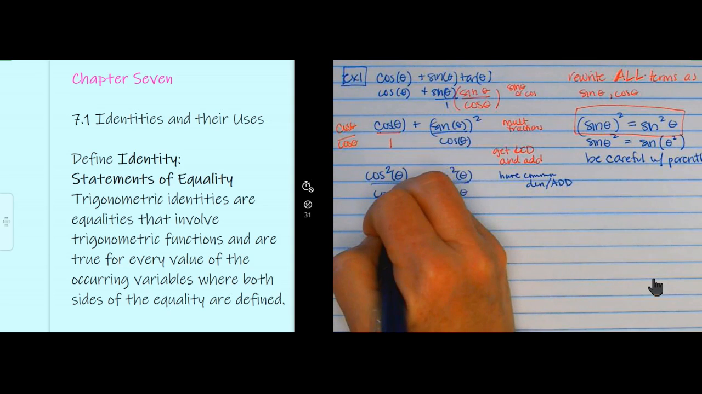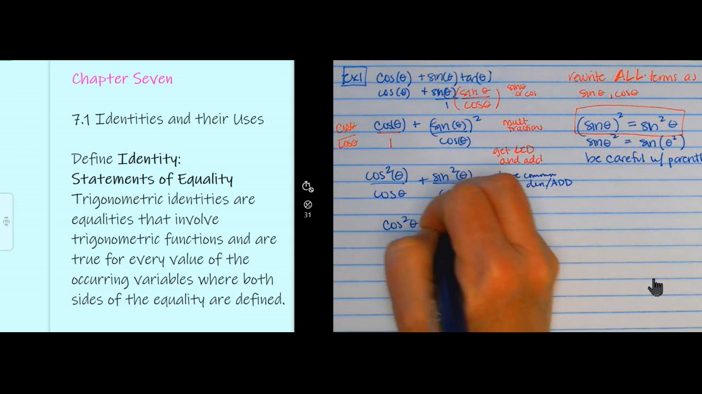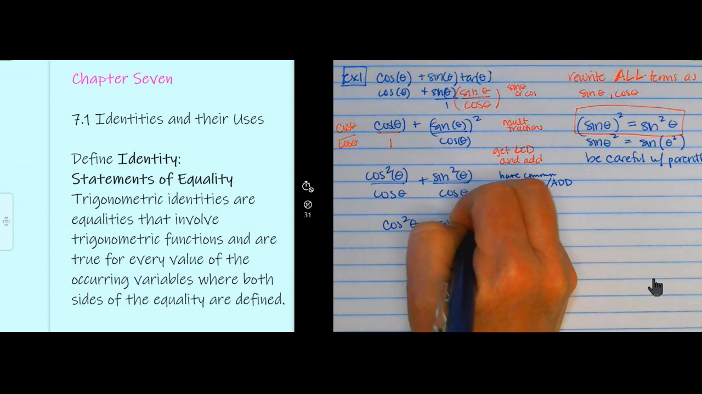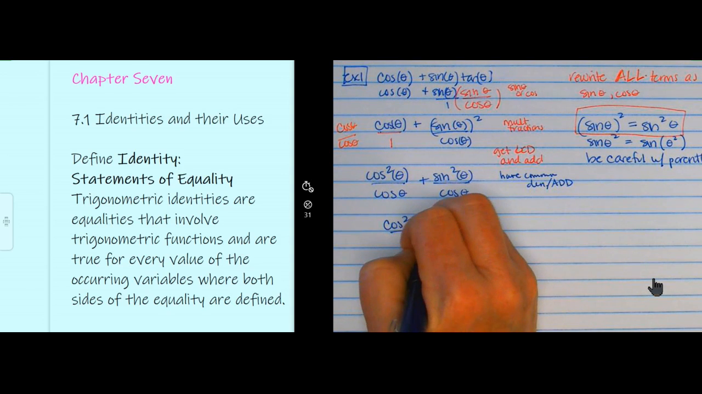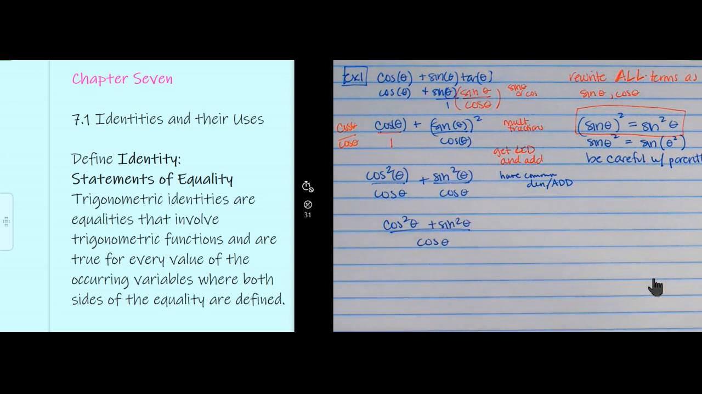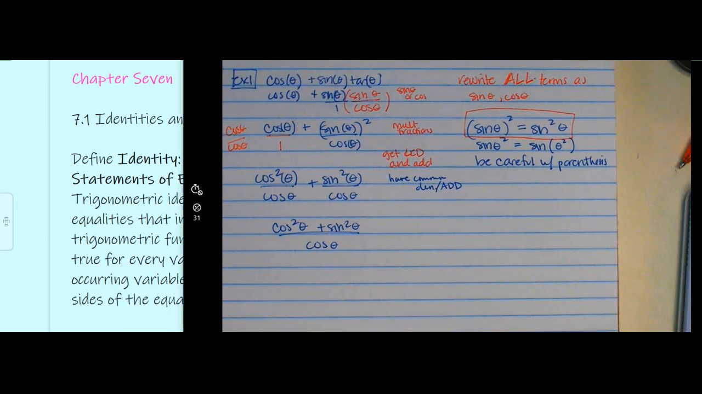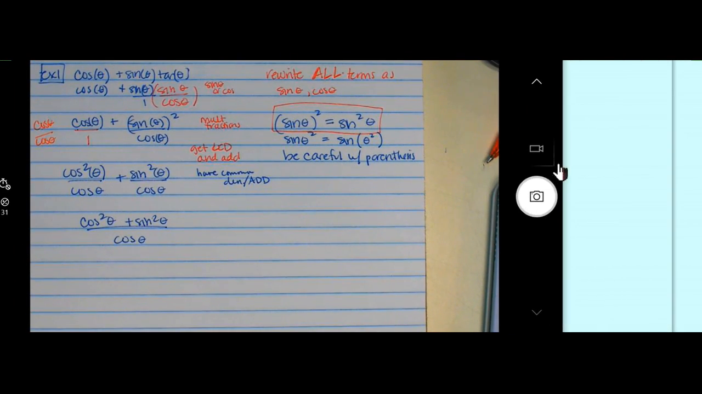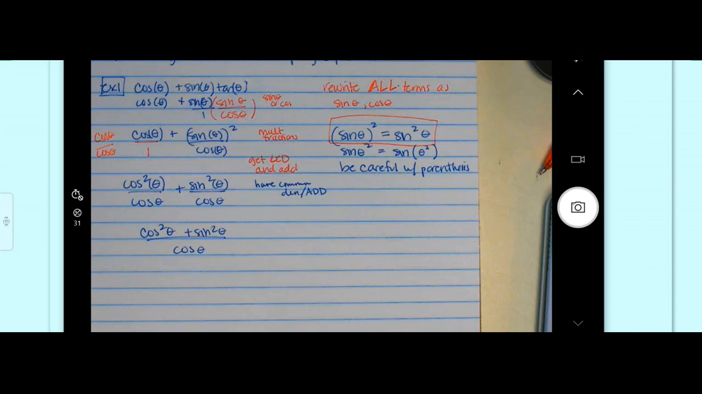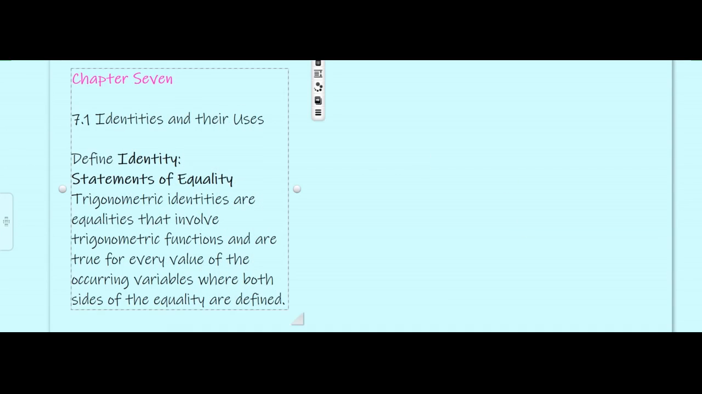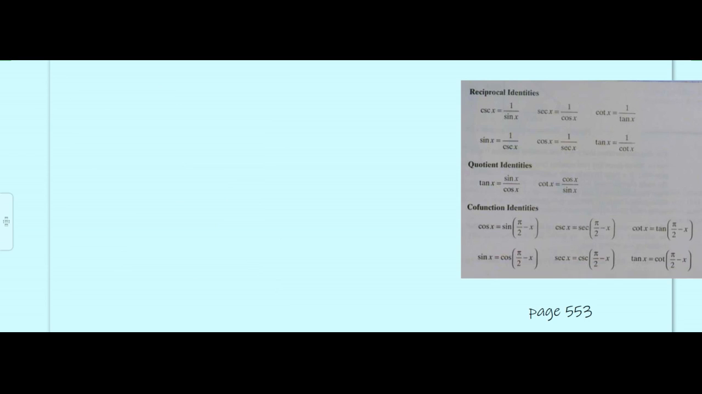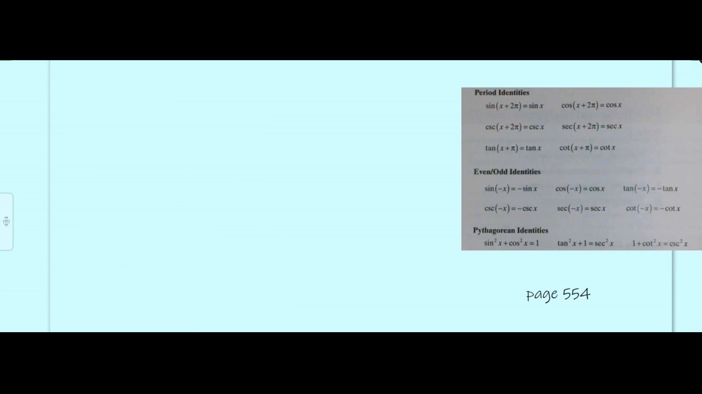So here we go. Cosine squared theta plus sine squared theta over cosine of theta. Well, going back to my identities, if I move my stuff over a little bit, that's kind of gross. I don't think I'll do that. Let's do this. Here we go.